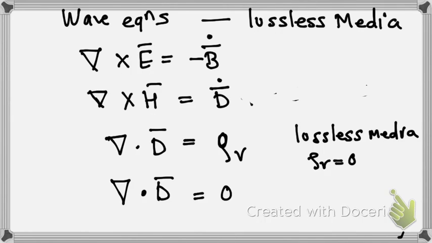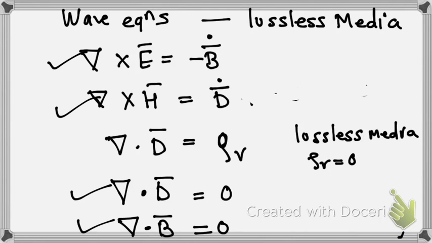And one more we have left with, that is Gauss law for magnetic field, del dot B bar is equal to 0. So we will consider all these 4 equations. Del cross E bar is equal to minus B bar dot, and del cross H bar is equal to D bar dot, and del dot D bar is equal to 0, and del dot B bar is equal to 0. So with these equations we are going to derive the general equation for a wave.